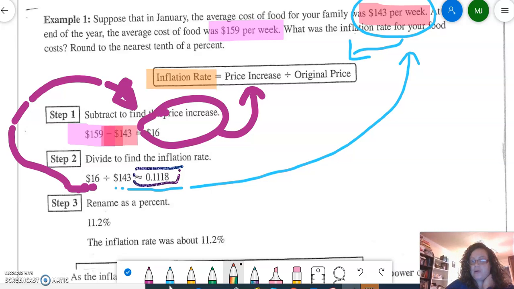And so last week we went over how to change a decimal to a percent. And we learned that all you do is you move the decimal twice to the right. So that's what we're going to do here. We're going to take that decimal, we're going to move it twice to the right. And my pen is too big, so let's make a smaller pen.